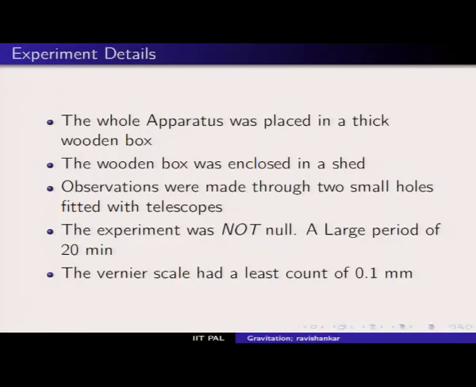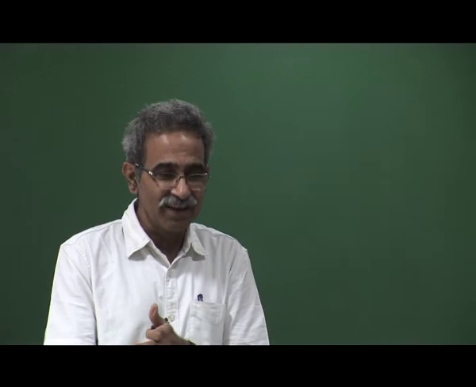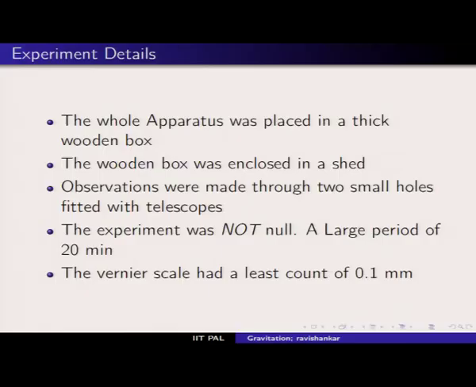He made two small holes both in the box and the shed, and he put two telescopes, and he peeped and looked at the angle or the oscillation of the torsion pendulum from a far distance. That is something that we have to remember. You see, the so-called null experiment is an idealization, because if there is a null force, that simply means that the object has no force acting on it. It does not ensure for us that it is at rest. It can move with a uniform velocity.